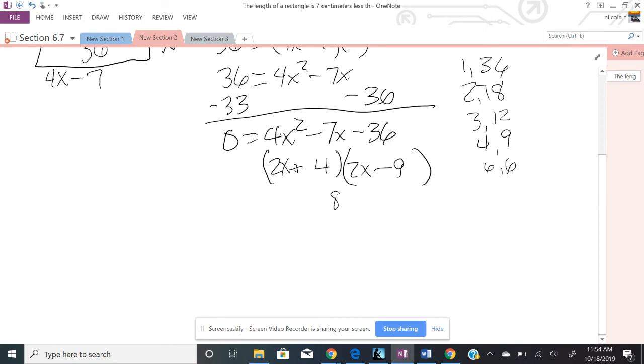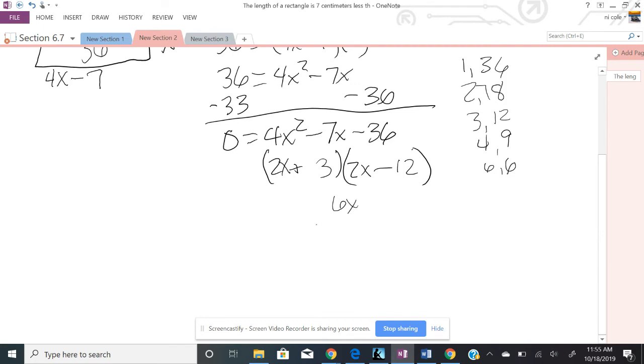My insides give me 8x. The outsides give me minus 18x. Sum those up, and that gives me negative 10, which is not negative 7. So let's try another combo. Well, those numbers are the same, so that will not work. So let's try 3 and 12. That's going to give me 6x.